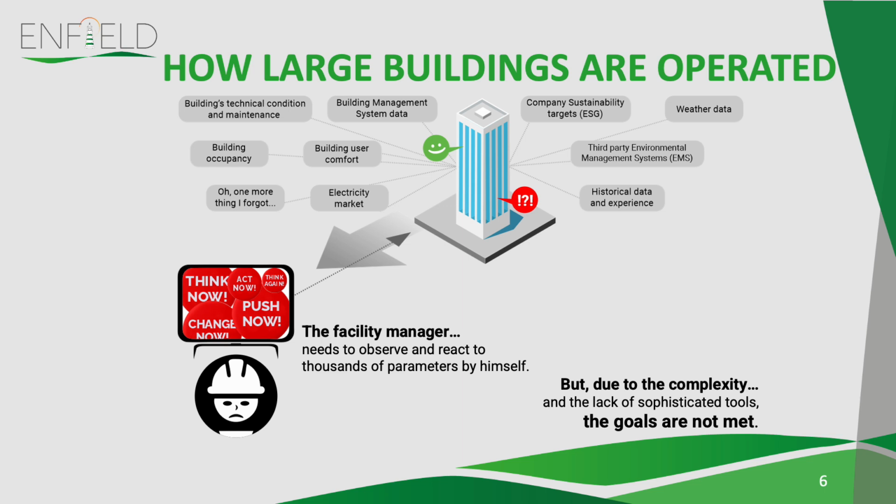So in order to make a control system energy efficient, we have to take into account a lot of different information. That includes building occupancy, weather data, weather forecast, dynamics of processes inside the building. So we need some historical data. We need to take into account electricity market prices, and so on and so on.